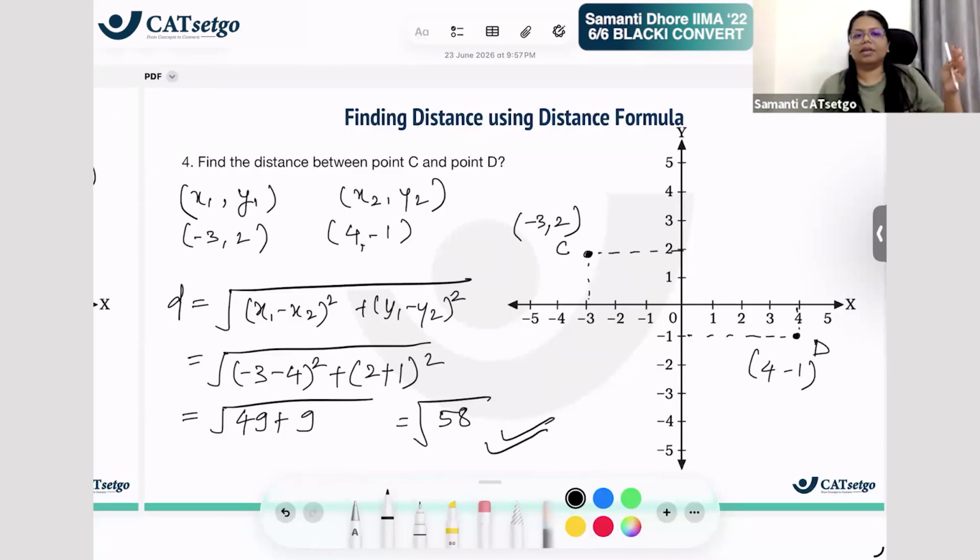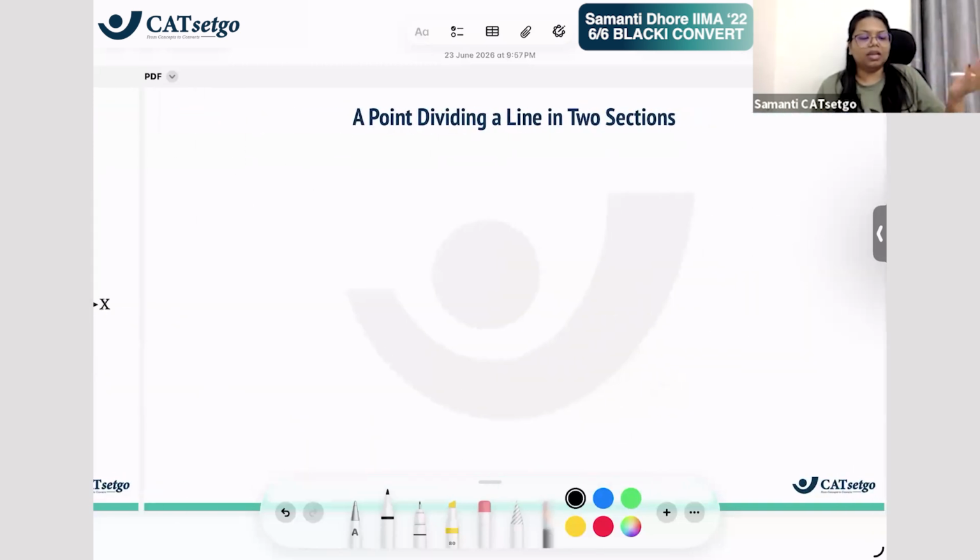So this was the first application of finding distance using the distance formula. We call this the distance formula. You should be completely aware of this one thing. So this is the first primary formula. Now the next thing is a point dividing a line in 2 sections.